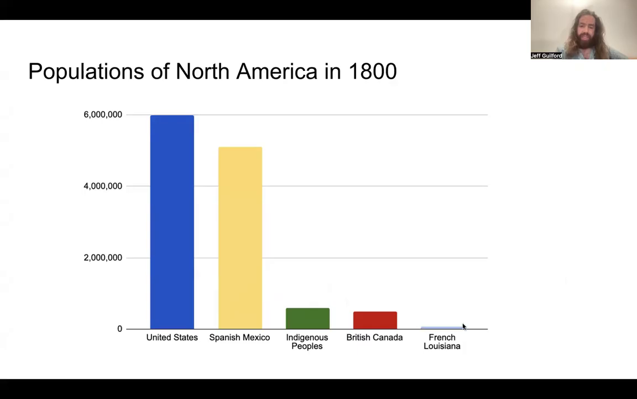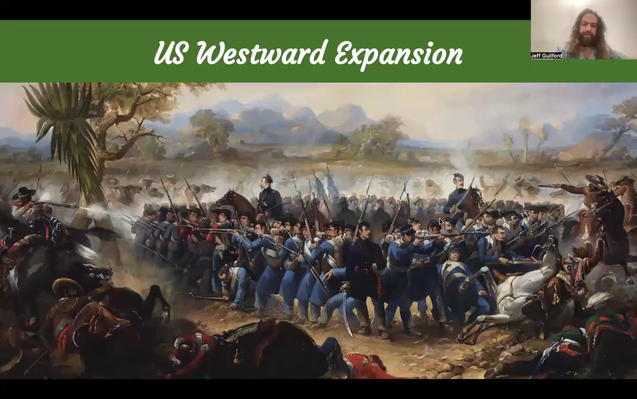And then the British in Canada and the French in Louisiana also have pretty small populations. So one of the big reasons that the US is going to be able to expand so rapidly is just they have so many more people in this territory than all the other groups combined.